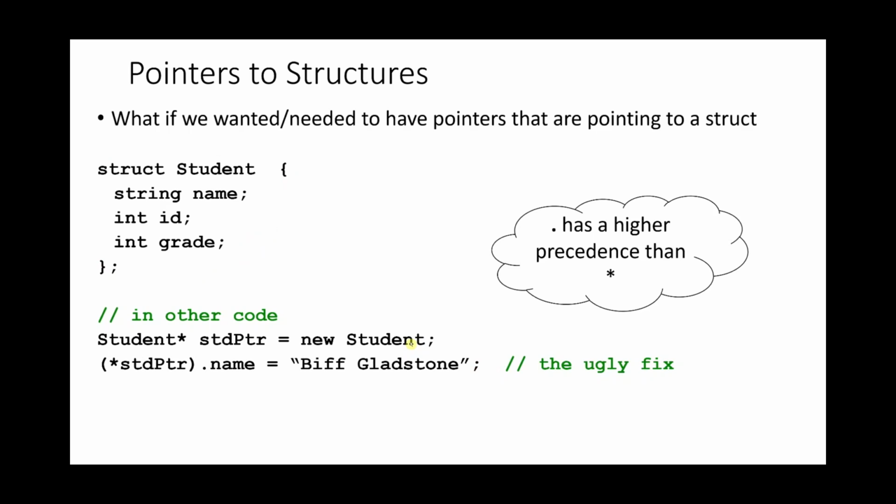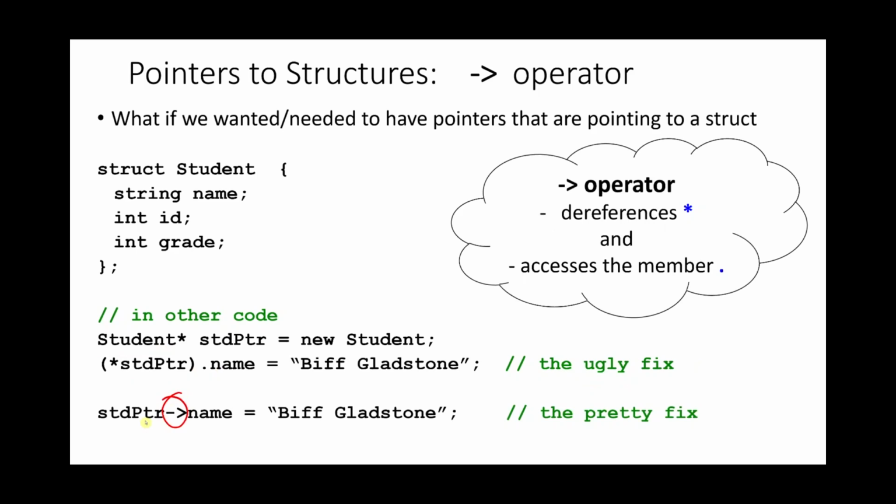So an ugly fix would be forcing the compiler to treat the dereferencing first. How? By parentheses. We have done this, then this. Then now it's dereferenced. You can use the dot, but this is an ugly fix. Do we have something nicer than this? Yes, we do. We have the arrow operator. The arrow operator is dereferencing, then accessing the member. So doing this first, and then doing this second.